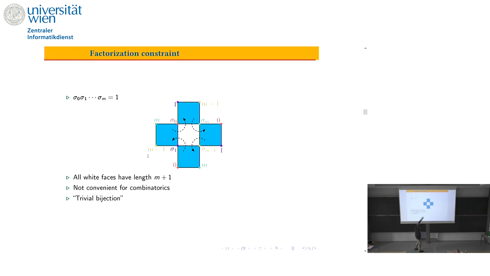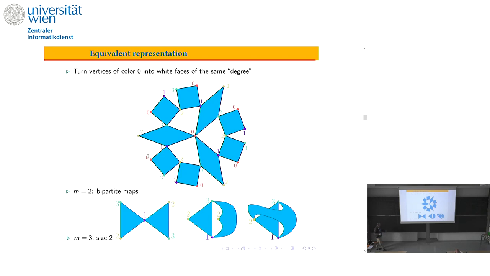So in particular, it means that all the white faces have length m plus 1, okay? So it's a very constrained system, and that's not super convenient for combinatorics. So what we do is some kind of trivial bijection, which might look a bit wild when I show you, but it's very simple, in fact. We're going to turn the vertices of color 0 into white faces of the same degree. Okay? We want to get rid of the constraint that the white faces have degree m plus 1.